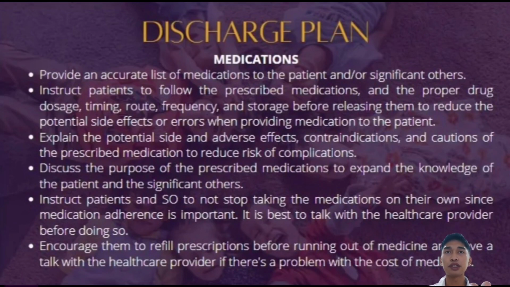The next is we need to explain the potential side and adverse effects, contraindications, and cautions of the prescribed medications to reduce risk of complications. Then we need to discuss the purpose of the prescribed medications to expand the knowledge of the patient and the significant others. Then instruct patients and significant others to not stop taking the medications on their own since medication adherence is important. So it is best to talk with the healthcare provider before doing so. Lastly, we need to encourage them to refill prescriptions before running out of medicine and have a talk with the healthcare provider if there's a problem with the cost of medicines.